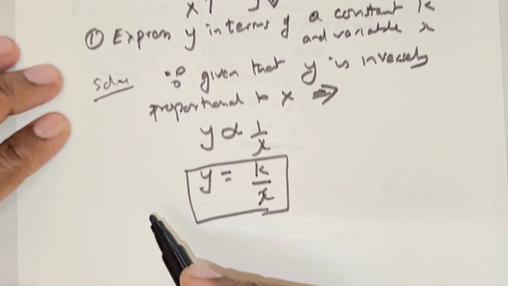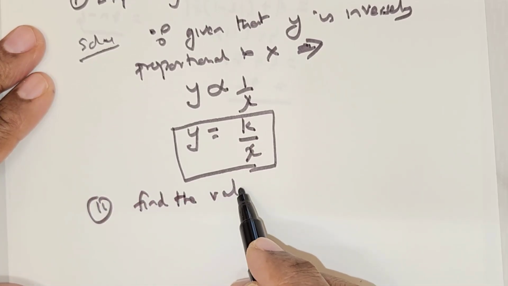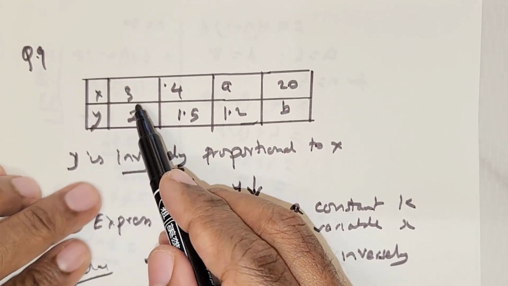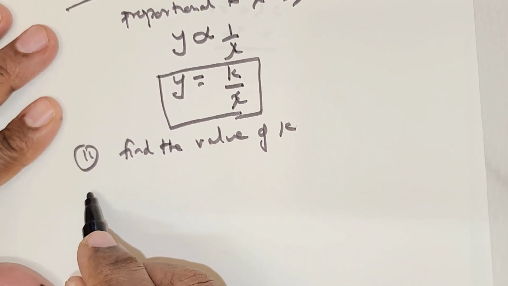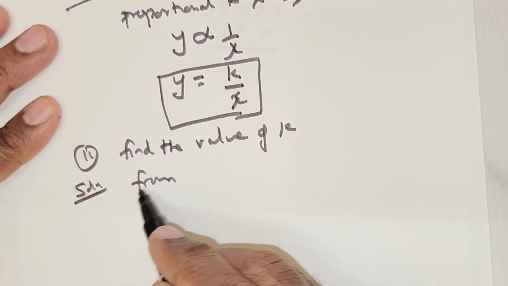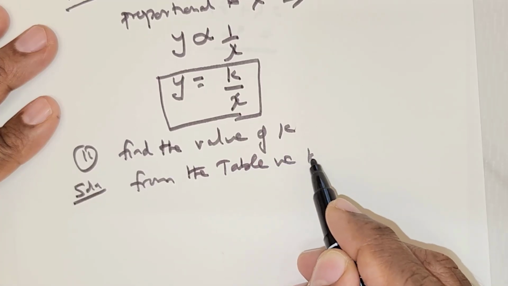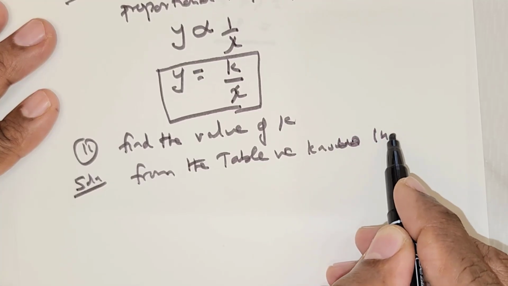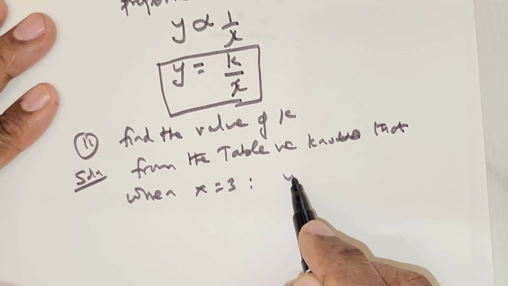So the next part of the question wants us to find the value of k. Now how do we do that? Go back to the table. You see, you get the value of x and y. When x is equal to 3, y is 2. So solution, where are you getting the value? State that. From the table, we know that when x is equal to 3, y is equal to 2.